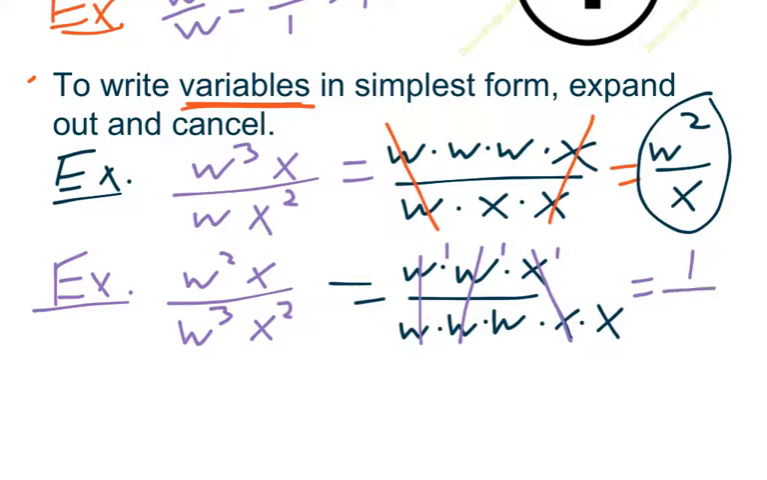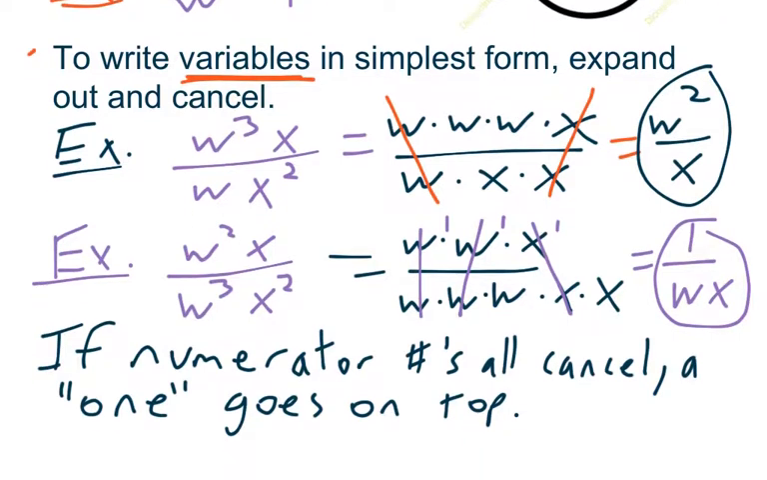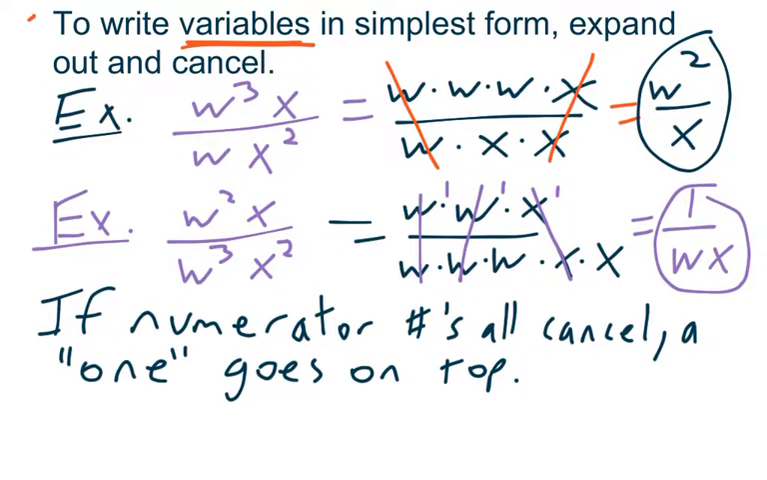And then what's left on the bottom? A w and an x, so just wx is on bottom. And that's your final answer. So if everything cancels on the top, we're going to put a 1 on the top. So if the numerator numbers or variables all cancel, a 1 goes on top. And that's just understanding that anything over itself equals 1. And think about it too. If you put a 0 on top, 0 divided by anything is going to be 0.